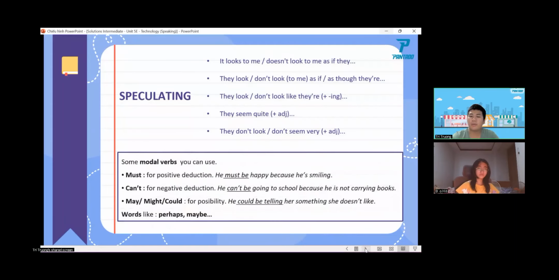So there are some more verbs you can also use. Đây là một số động từ khiếm khuyết em có thể dùng khi mà em nói. For example, must for positive deductions. Chúng ta sẽ sử dụng must để mà khẳng định về một cái dự đoán nào đó tích cực. For example, he must be happy because he's smiling. Yes. Anh ấy chắc chắn là vui bởi vì anh ấy đang cười.